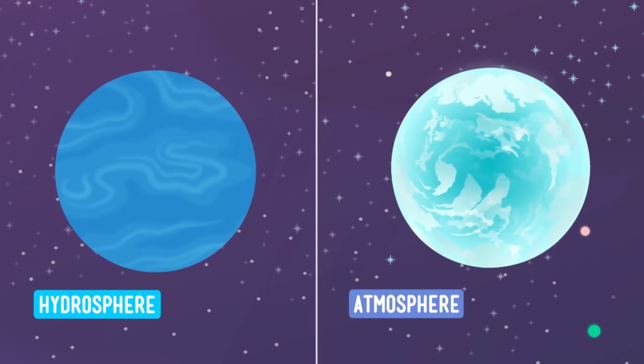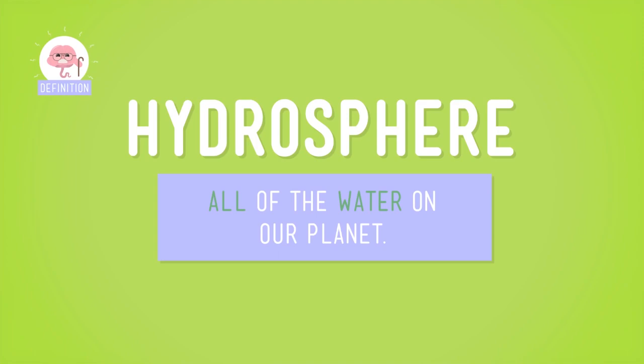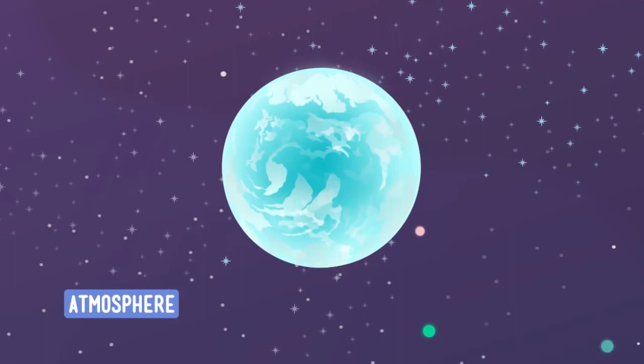I said that because the first sphere we're going to talk about is the hydrosphere. Hydro comes from the Greek word for water, and all of the water on Earth is in the hydrosphere. This means that every single drop of salt water in the oceans, but also all of the fresh water in lakes and rivers, is in this sphere. And it includes all of the water trapped in glaciers as ice, and the water held deep underground. Now, there's also water in the air around us, too, which we can sometimes see in the form of rain and snow. Those things come from clouds, which happen to be way up in the atmosphere.